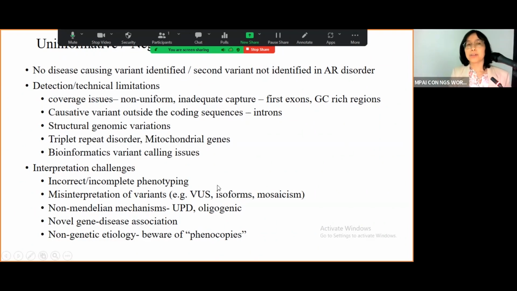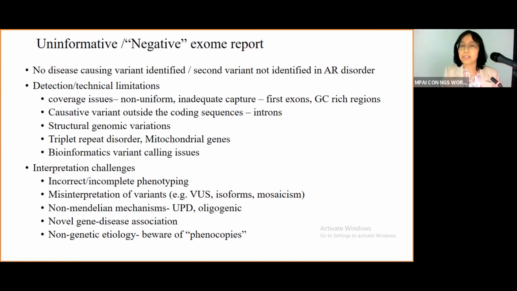They can be because of technical limitations or interpretation issues. Technically, we all know coverage issues. Full exome does not mean that it covers the whole of the exome. There may be areas of less coverage or no coverage. So the causative variant may lie outside these sequenced regions. There might be structural variations, large deletions, which are beyond the scope of detection from exome. Again, various calling issues, etc.